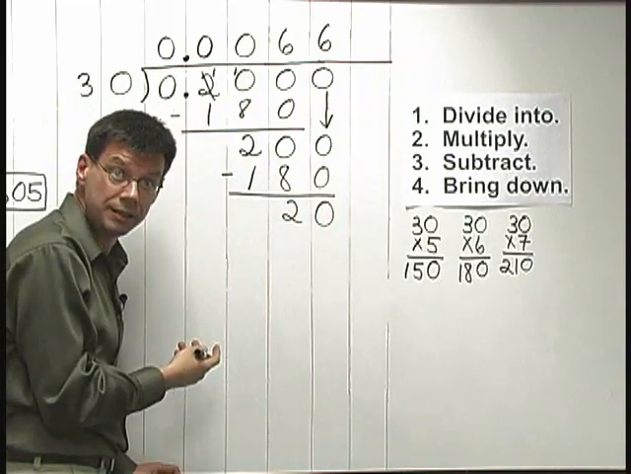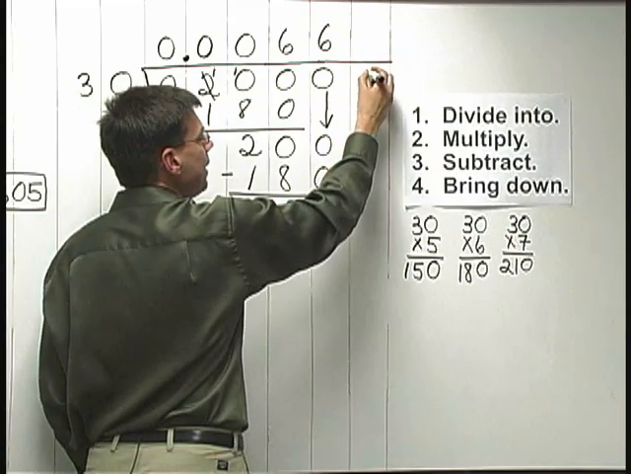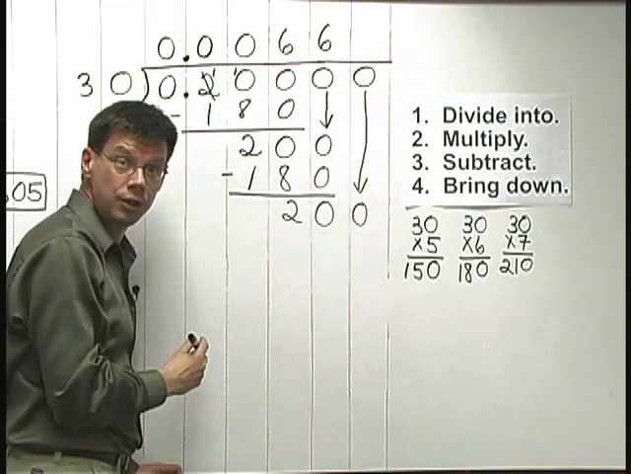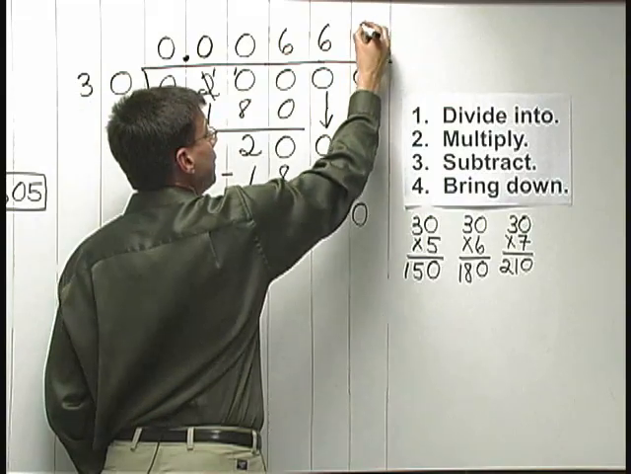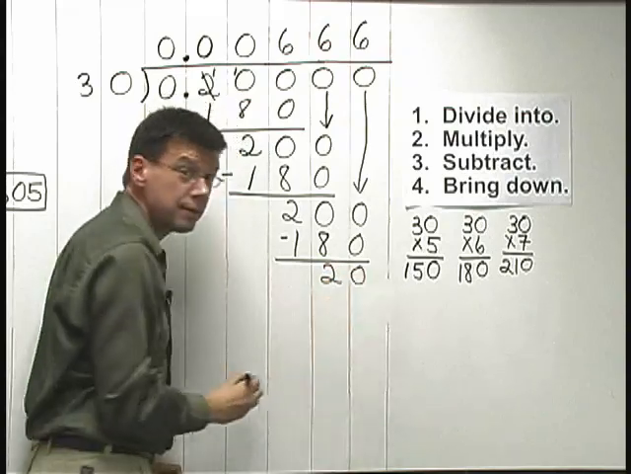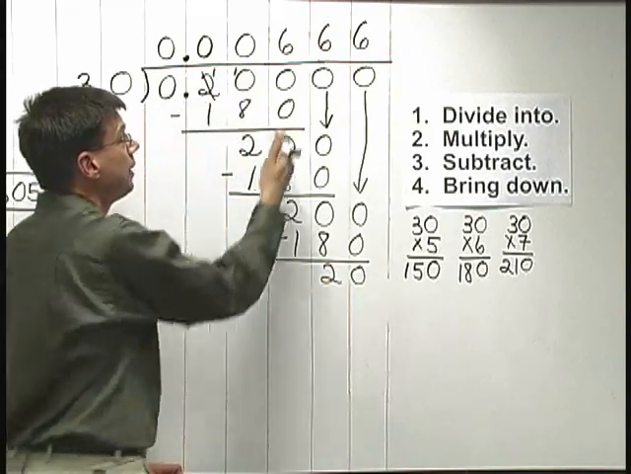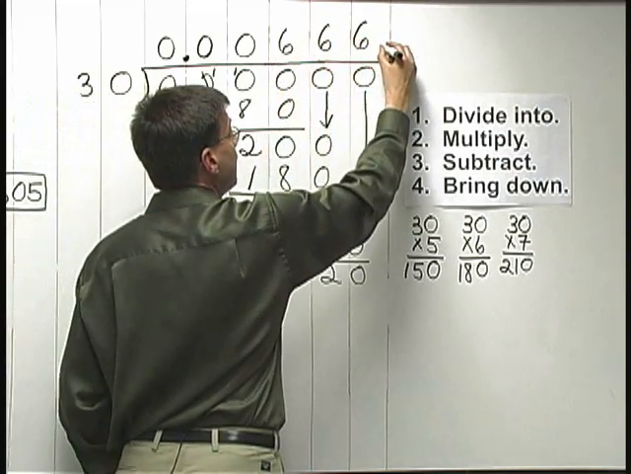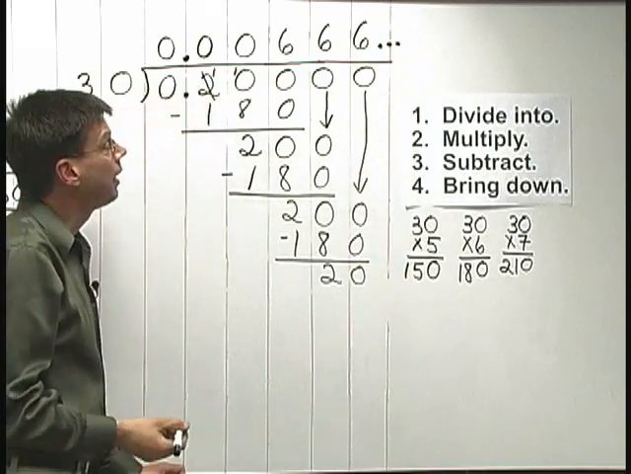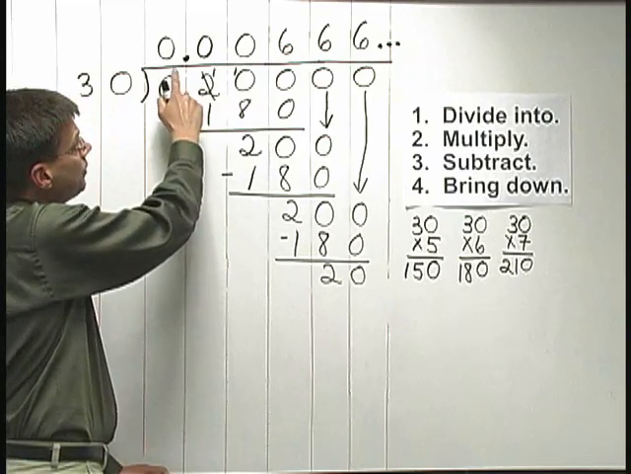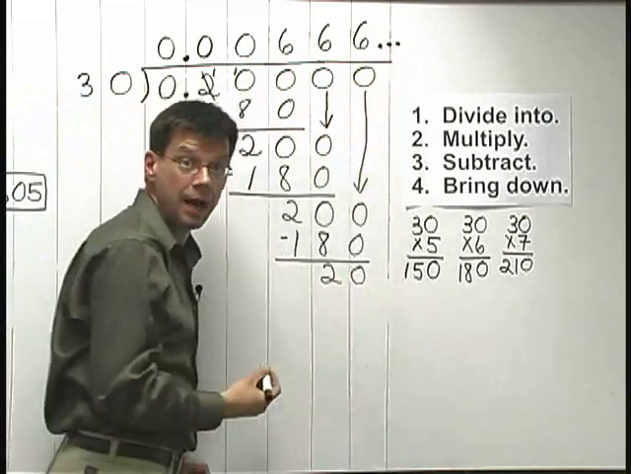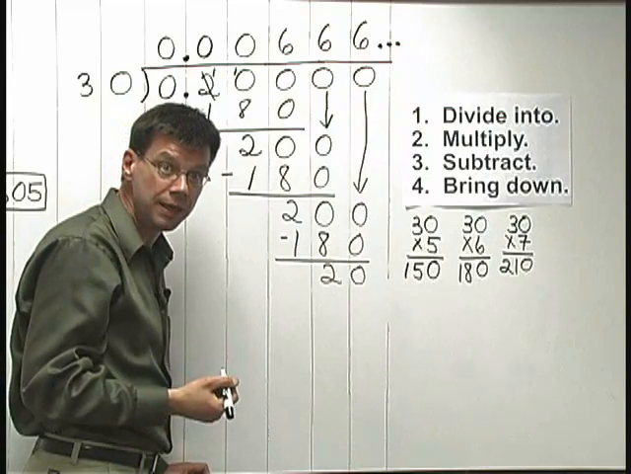This process is starting to repeat itself over and over again. In fact, I can see that even if I add another 0 and bring it down, that gives me 200. 30 is going to go into 200 just 6 times again. 6 times 30 is 180. 200 minus 180 is 20. This process is never going to end. It's going to repeat 6, 6, 6, 6, on and on forever. And I'm going to indicate that in my answer by writing ... on the end. So we can write our answer here as 0.00666 with 3 dots.